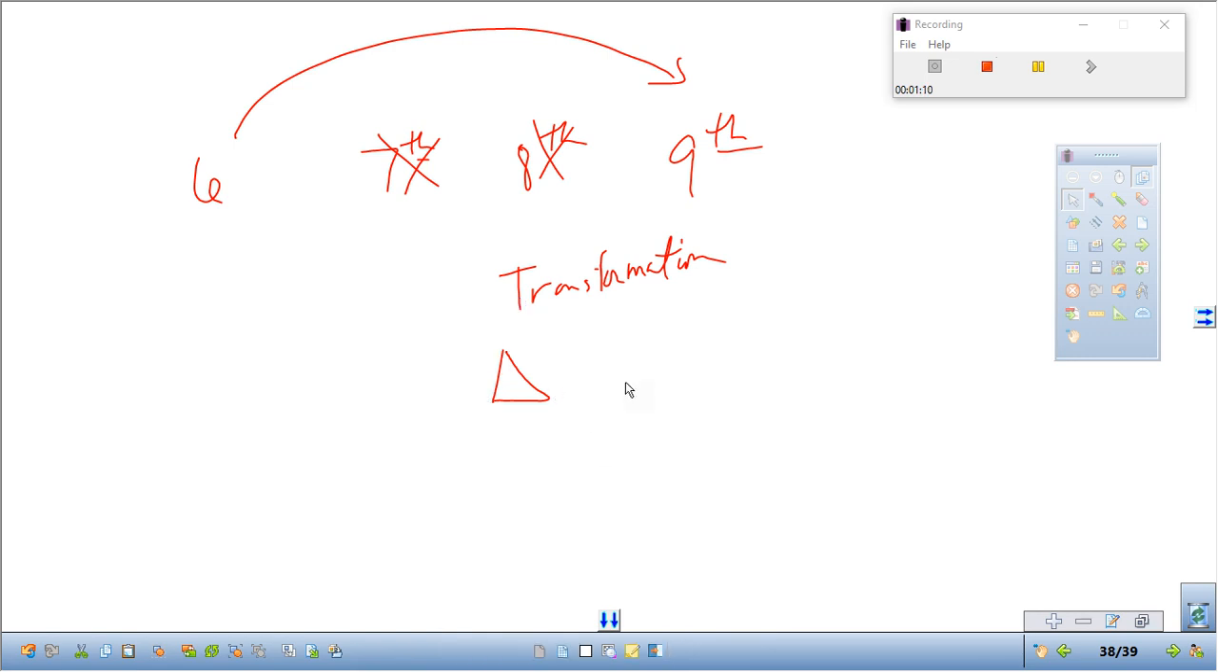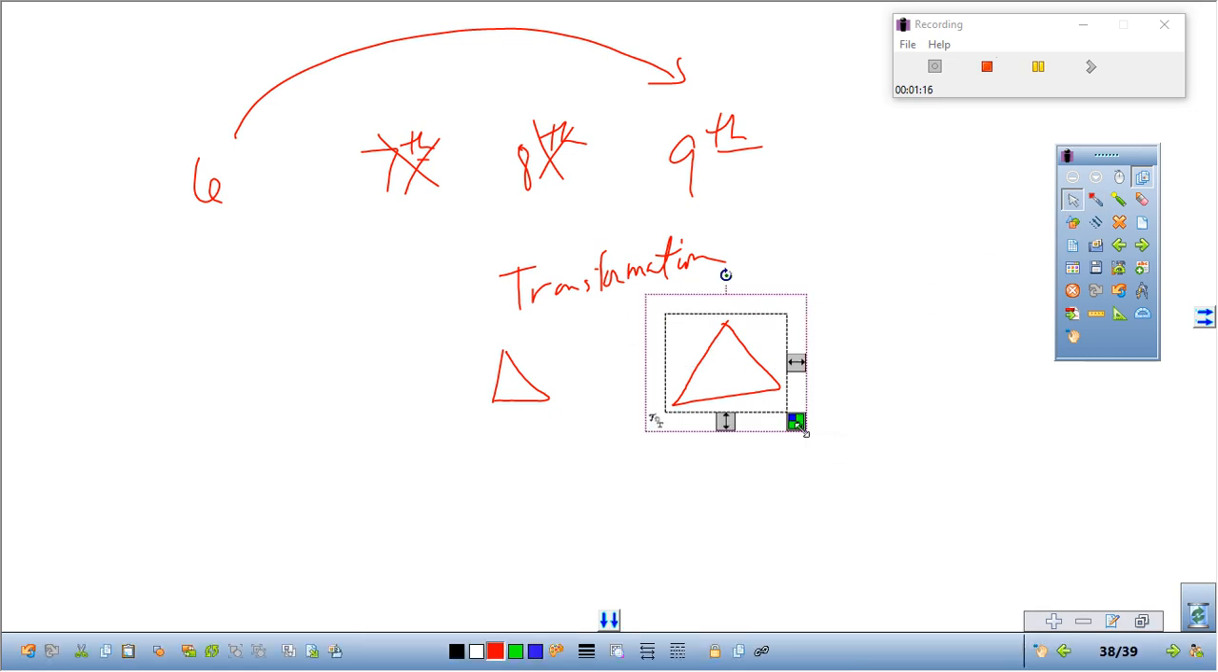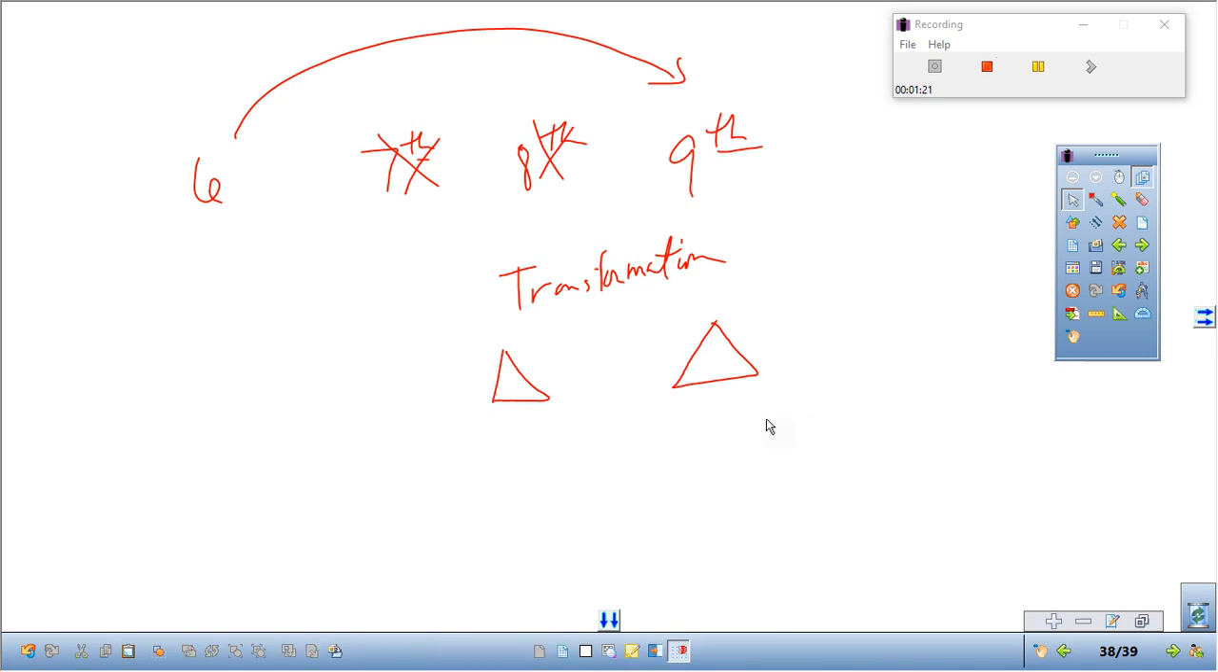Let me do something else. There's a triangle there. We can get that triangle and make it bigger or smaller. Those are transformations. You understand that? It's kind of like the same triangle, but it's not.